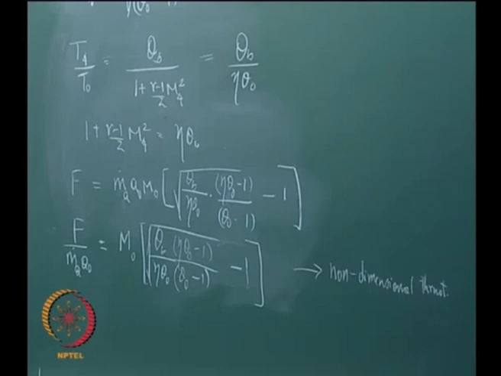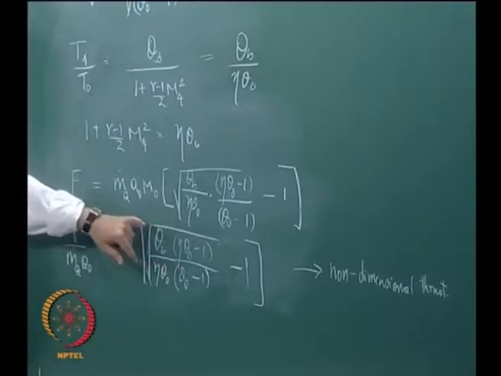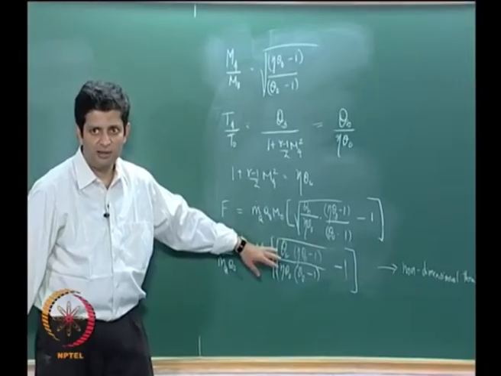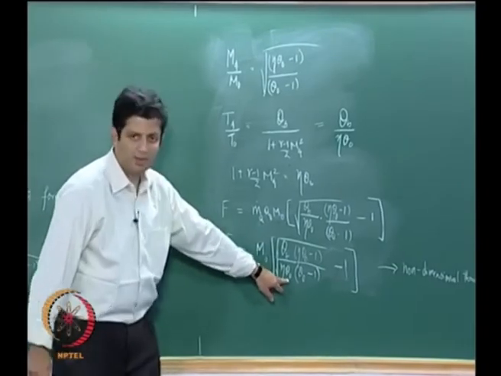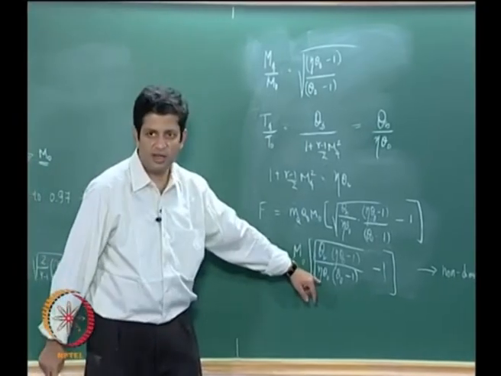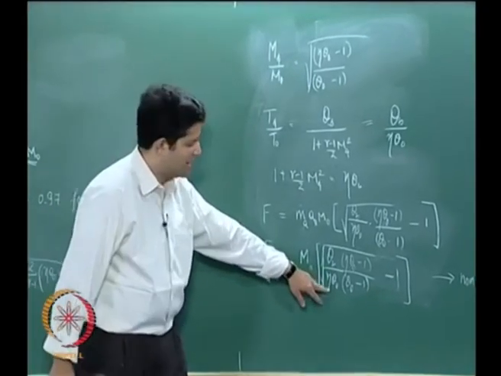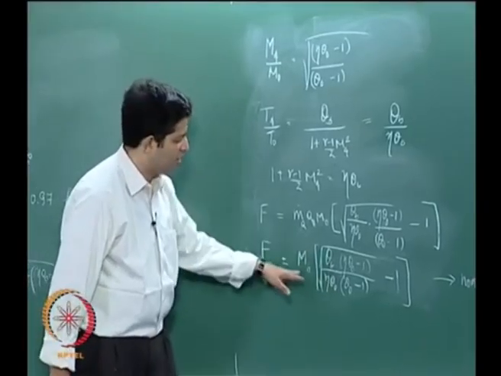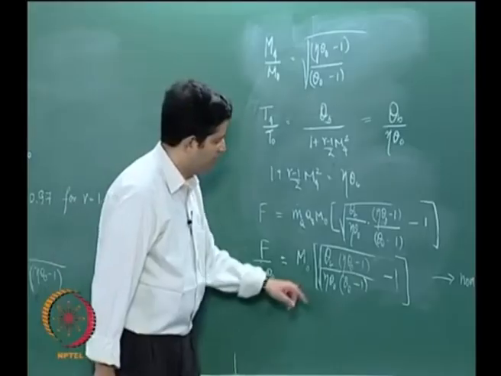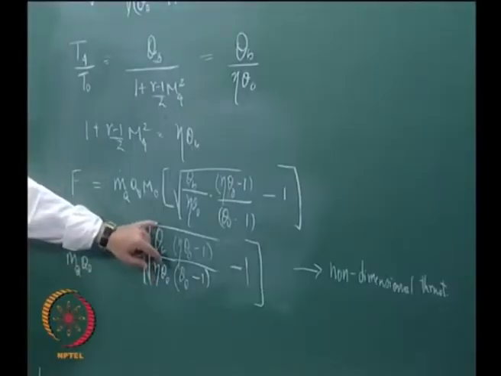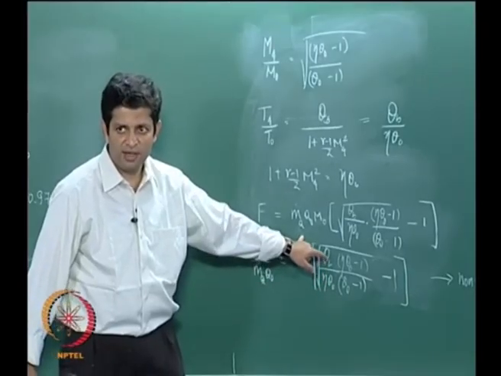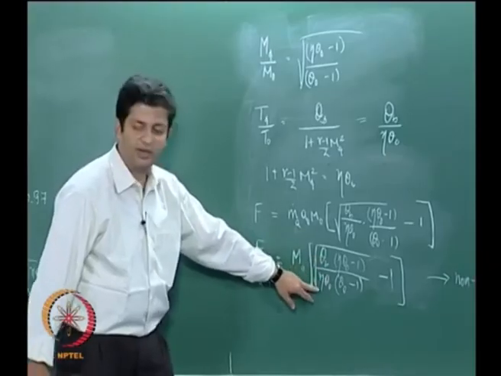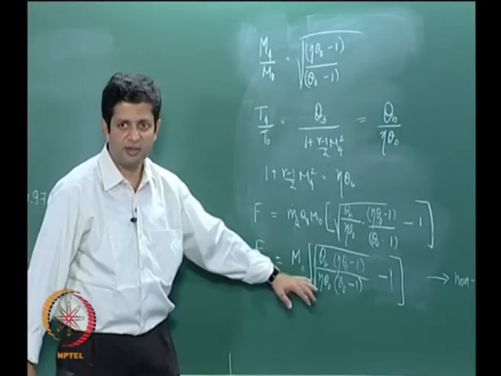Now we have found the expression for non-dimensional thrust in terms of theta b, which is nothing but the ratio of combustor exit temperature to ambient temperature, and a function of Mach number and efficiencies. Theta naught is a function of Mach number, eta is efficiency, and M naught is again Mach number itself. So the only input parameters under our control are theta b and the flight Mach number. The rest is system determined, that is theta or the efficiency is system determined.